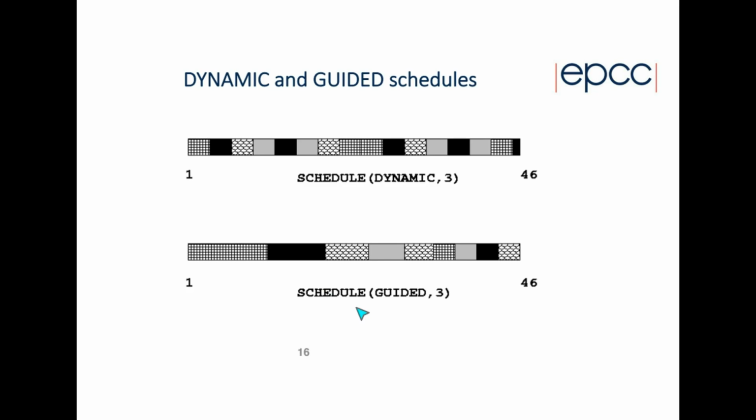So if we specify guided with a chunk size of 3, then the chunks start off large. Initially all the iterations are remaining. The number of remaining iterations is 46, and so we'll divide that by 4, and then divide by 2 again to get the initial chunk size. The chunk sizes get progressively smaller as we go along, but they won't get smaller than 3, because that's what we specified here, except possibly for the last one, of course, if things don't divide nicely.